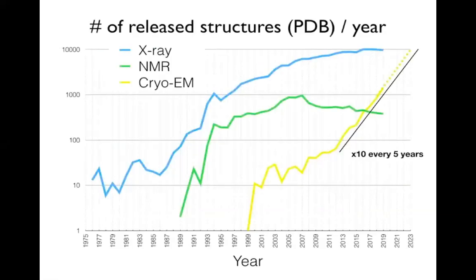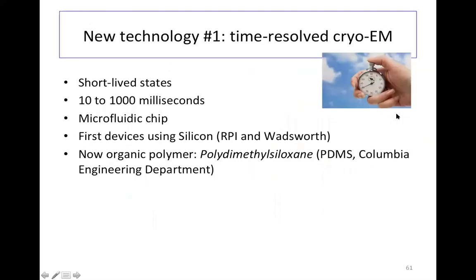You can see from the trajectories of PDB released structures that we will very soon outpace the depositions of X-ray and NMR, because we are now on an exponential trajectory with depositions, whereas the number of released structures per year has pretty much leveled off for both X-ray and NMR.